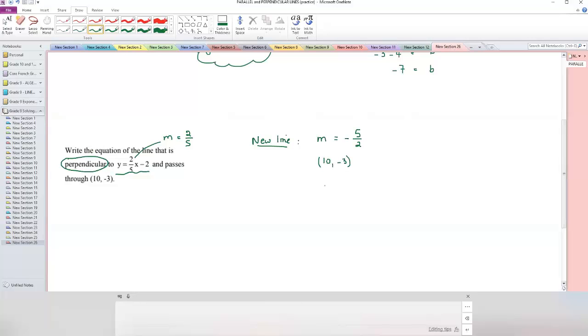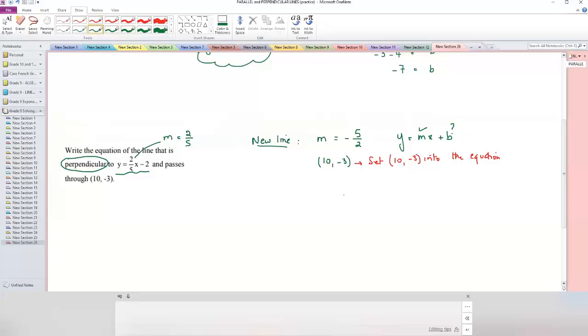So this is another issue. I have the slope. If I'm using y = mx + b, I have m, but again, b is unknown. So how do I find b? Again, I don't have a choice. I have to use this point. So I'm going to set the point (10, -3) into the previous equation, and this way I can find the value of b.